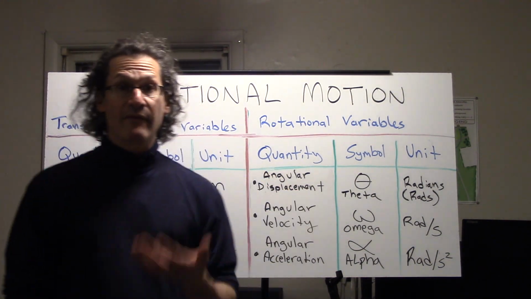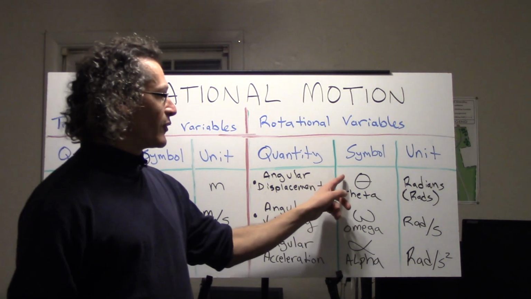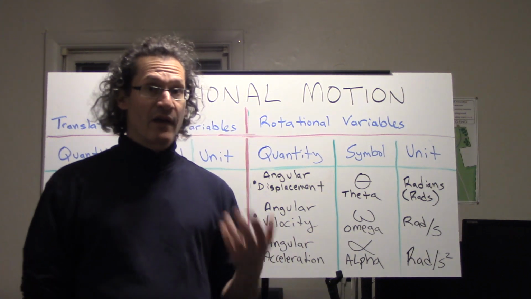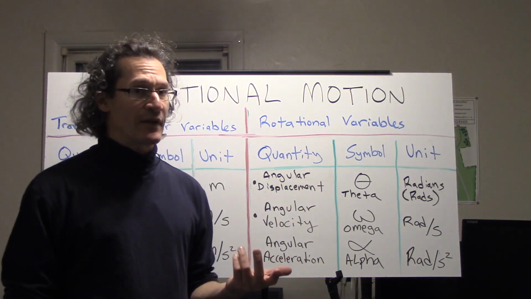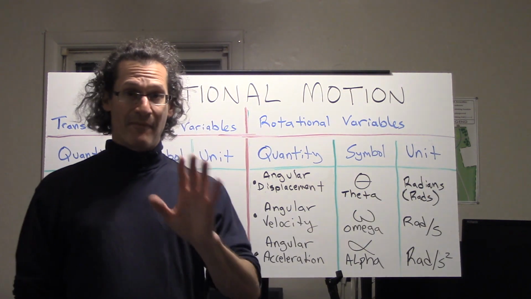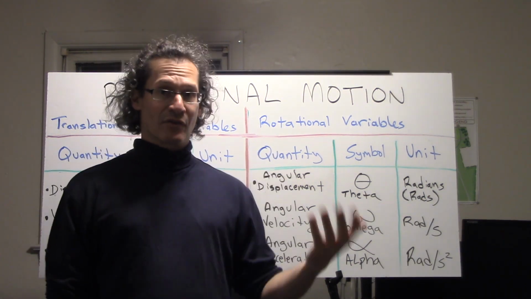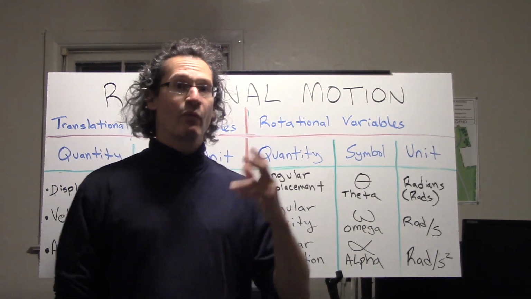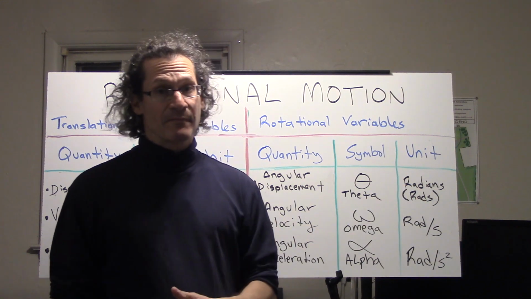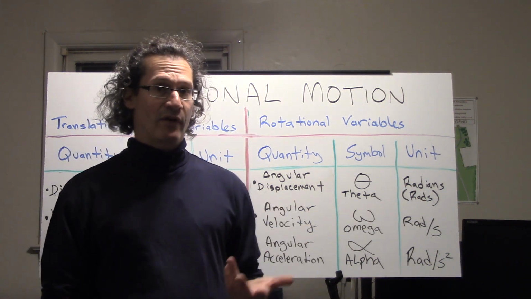The first quantity we have is angular displacement, and the symbol for it is theta. We have seen theta before, of course, in right triangle trigonometry. And theta is measured in radians. I'm sure you're thinking, but I was told to put my calculator in degrees, and you should keep it in degrees. We won't use the trigonometric functions in this class in radians. We will use radians to describe how much something rotates, okay?